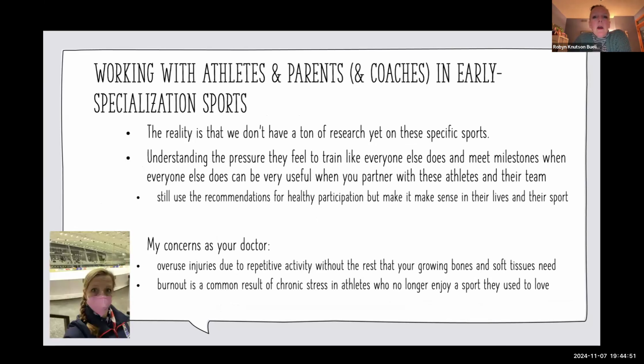This is my last slide. The truth is we don't have a ton of research on early specialization sports. They have a lot of pressure to feel like they're meeting the same milestones as everybody else. But we still need to figure out a way to keep them safe. Bone stress injuries are super common in early specialization sports. So we need to look at periods of growth and try to figure out when we can alter their training to try to keep them safe.